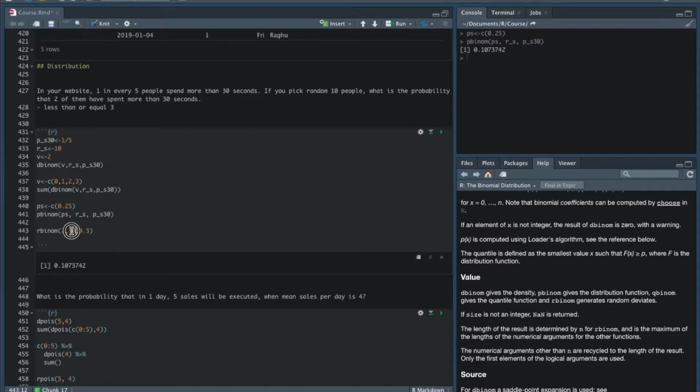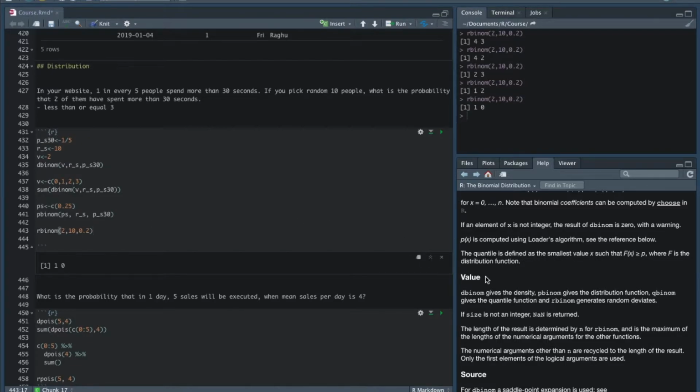So we run this one and we see that in the first simulation, 4 of them have spent more than 30 seconds. In the second trial, 3 of them have spent more than 30 seconds. We can try again and we see 4, 2, 2, 3, 1, 2, 1, 0, and so on.